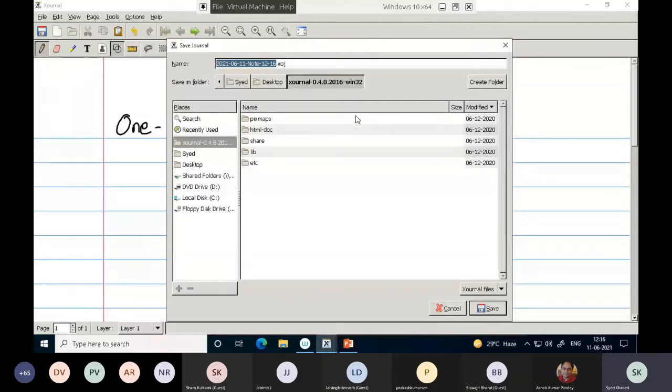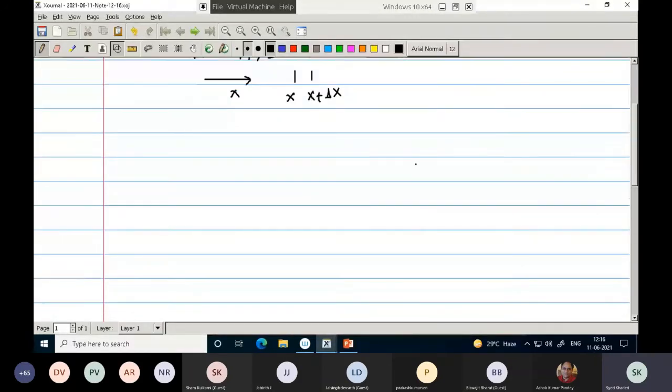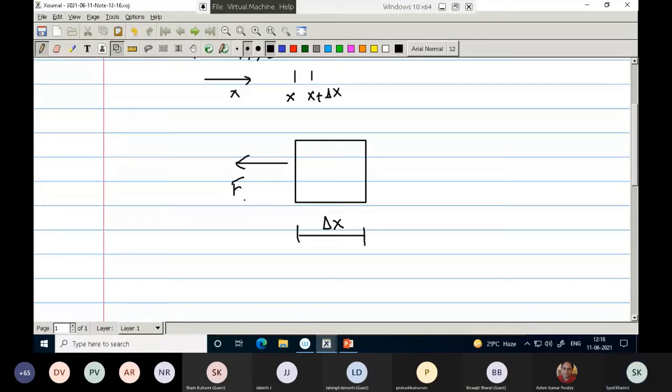Fine. So let's talk about the free body diagram of this element. Let's say we have this particular small element of length delta x, and on the left side there is some internal force acting, let's say F internal. On the right side there is also an internal force acting, plus there will be some change in the internal force. So this is a simple force balance.